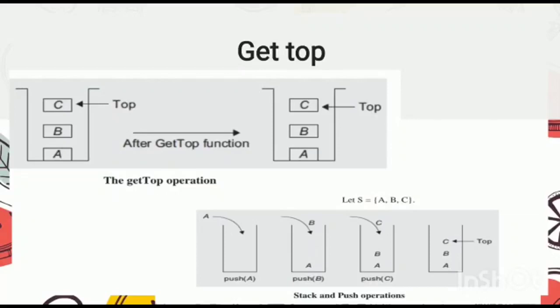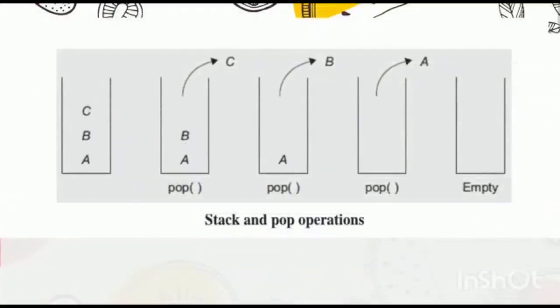Suppose that the order of the operations is push A, push B and then push C, and then we remove these elements out of the stack. They will be removed in the order C, B and A, in reverse order. Elements are taken out in the reverse order of the insertion sequence. So a stack is often called last in first out, LIFO.